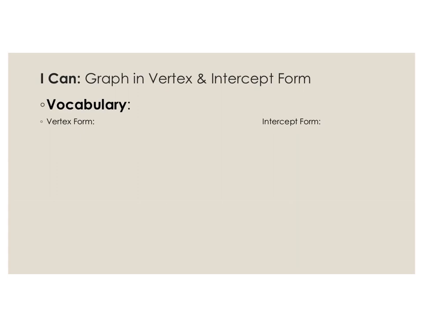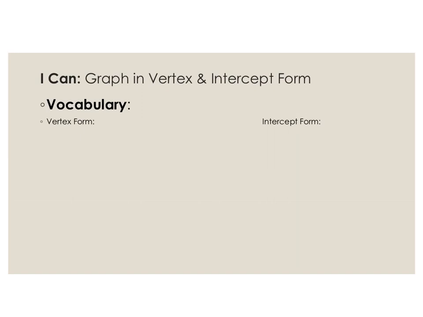Today's topic is graphing in vertex and intercept form. The I-CAN statement is graph in vertex and intercept form. We have two vocab words, vertex form and intercept form. We're going to go over what they look like and all the parts you can solve for them.